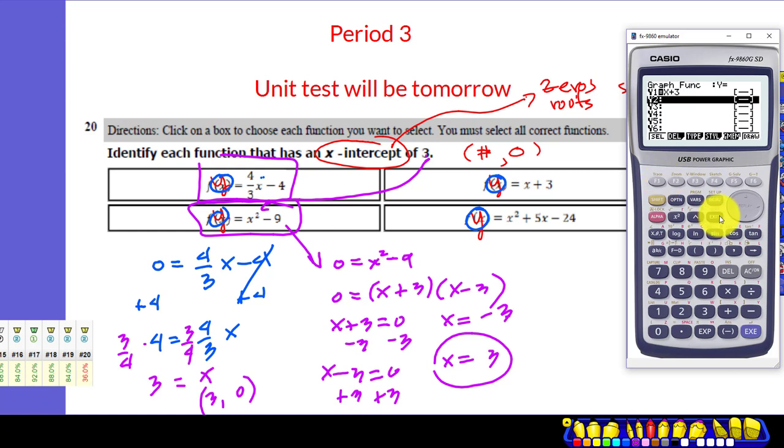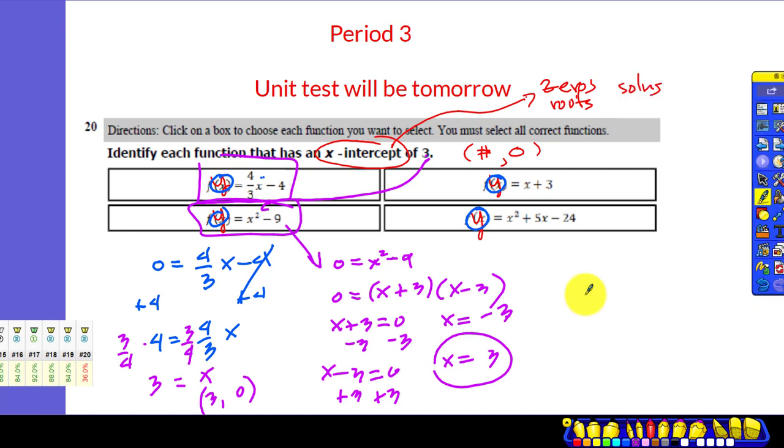So exit, go back, go up. So x squared plus 5x minus 24, exe, draw, and you have two solutions. So shift, gsolve, root, you have negative 8. Let's check the other one. Alright, I have negative 8 and 3.